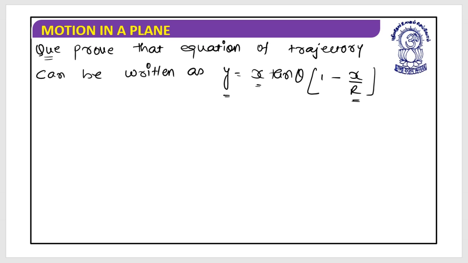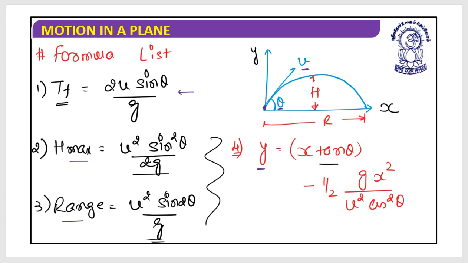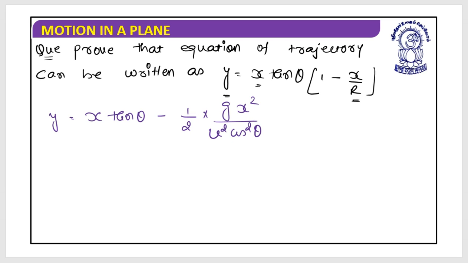How should I do this? Before I begin, what is the relation of the equation of trajectory? Have you remembered the formula? It is y equals x tan theta minus half g x square divided by u square cos square theta. This is the relation that we are using just now. If you have remembered this, yes, this was the relation, and I need it to look like the target form. So how should I do this?